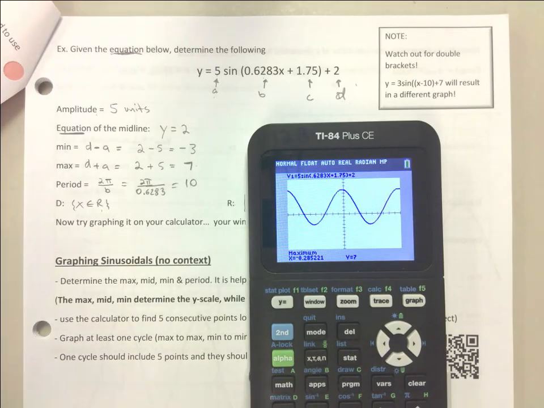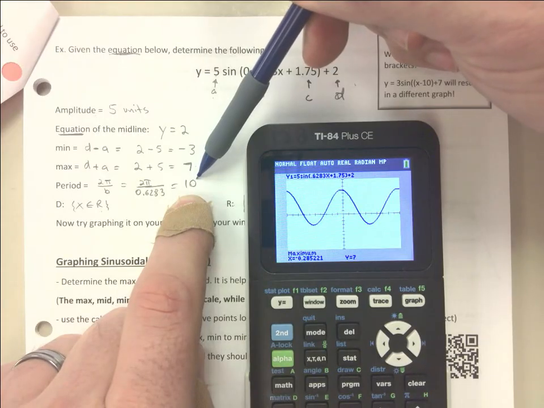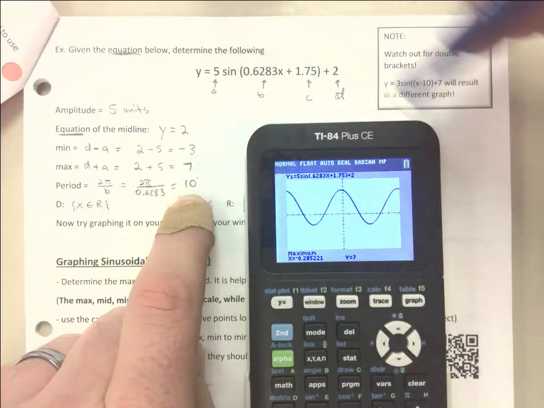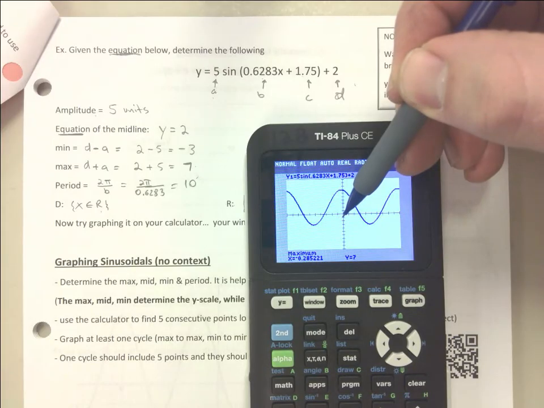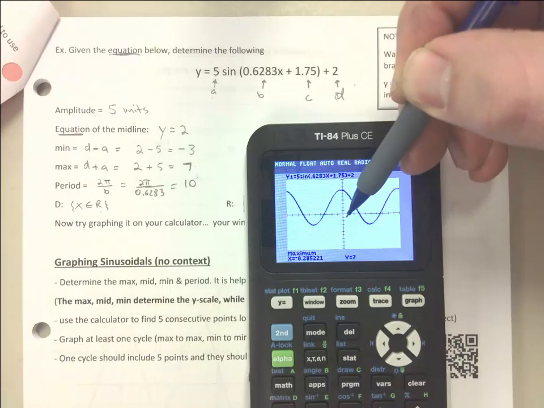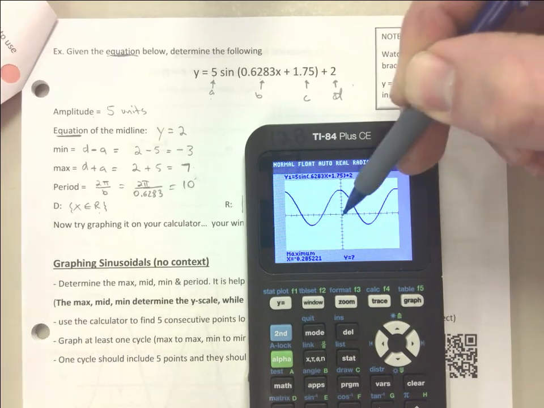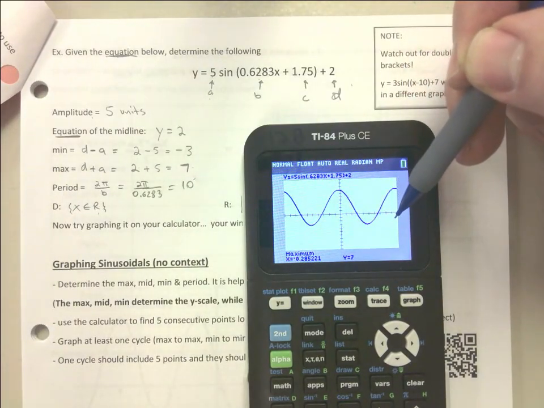One more thing, though, the period. How do we figure out that it is 10? I think I'm going to leave that for a little later. But you know what it is? 10 is basically if you were to look along the x-axis and count how many units it takes from the first high to the next high, the next max, that's 10 units horizontally. That's what the period tells you.